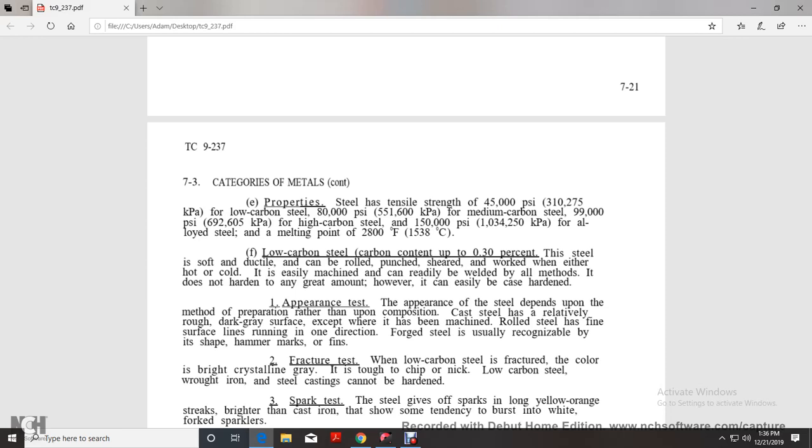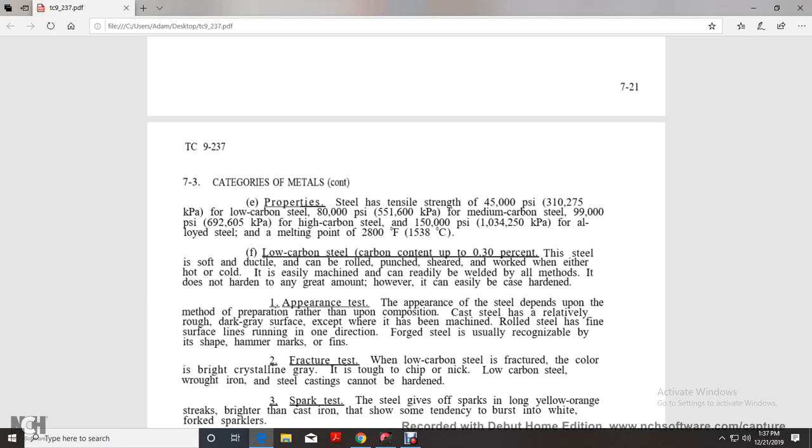Low carbon steel has a carbon content of up to 0.3%. The steel is soft and ductile, can be rolled, punched, sheared, and worked either hot or cold. It is easily machined and can be readily welded by all methods, and it does not harden with the greater amount. However, they can easily be hardened.